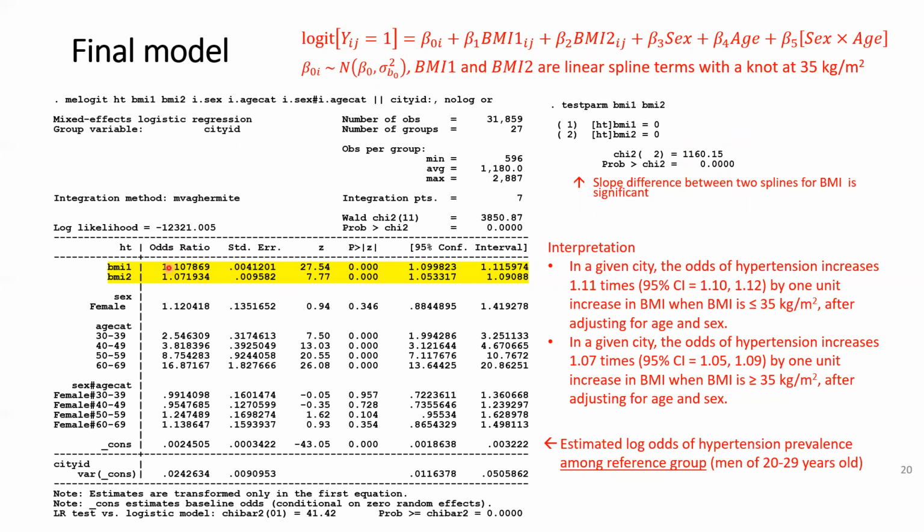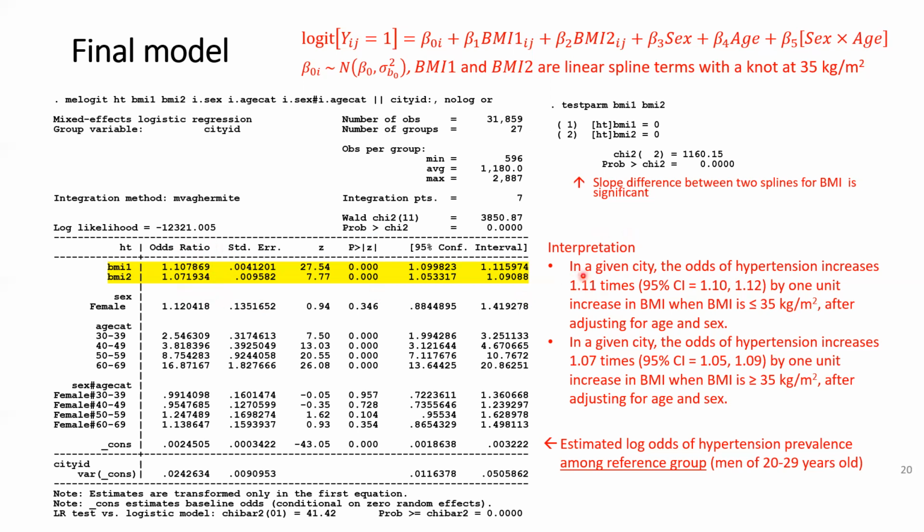Also, it depends on the magnitude. If the difference in magnitude is 0.03 and it is not clinically important, we may have the option to use only one term for BMI. Okay. Then, interpretation of this number.